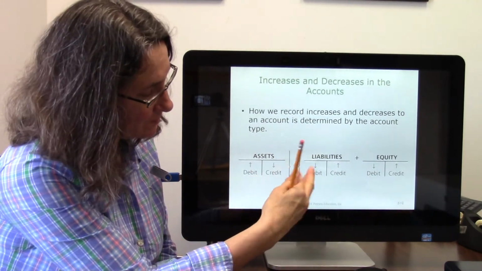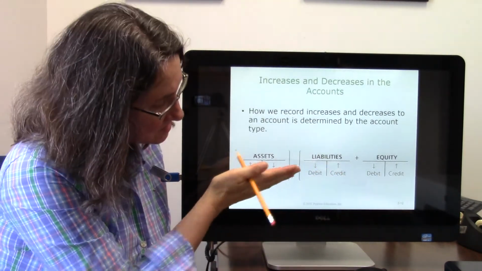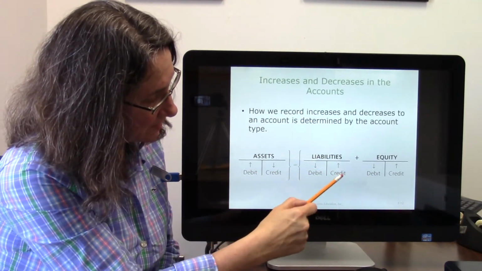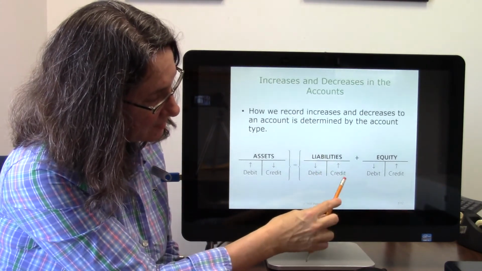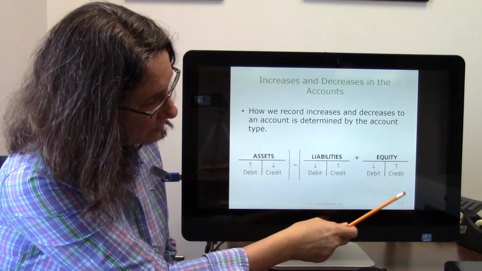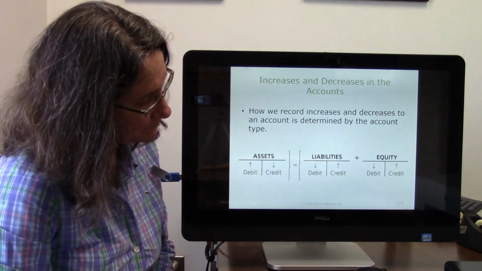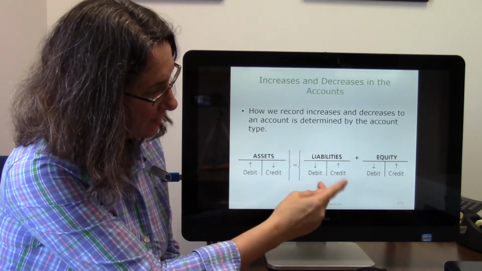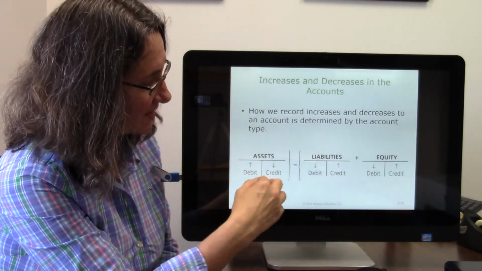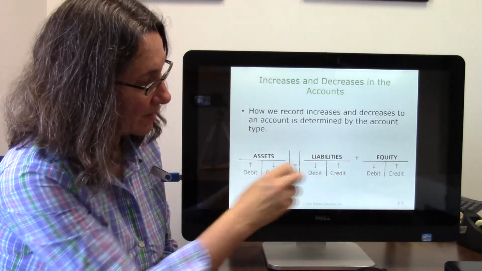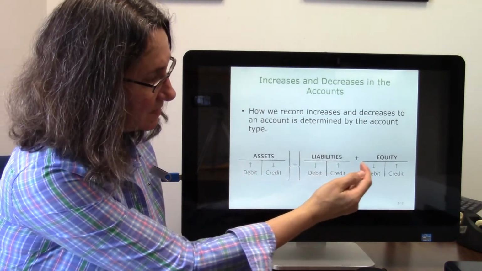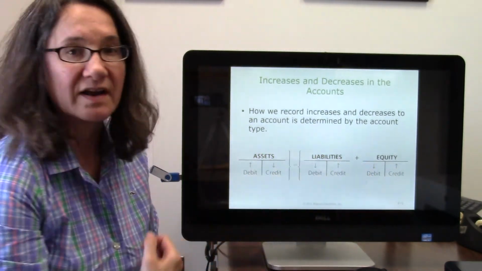Now because we have to always keep our equation balanced, on the other side of the equal sign, A equals L plus E, it's flipped. So when I increase liabilities, I increase them with a credit and decrease them with a debit. Same thing for equity. Increase with a credit, decrease with a debit. And that way I can always stay in balance. I'll always have debits and credits, and I'll always keep my equation in balance. So assets increase with debits, liabilities and equity increase with credits.